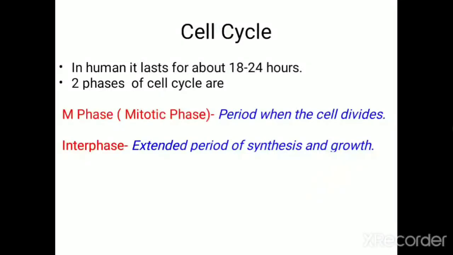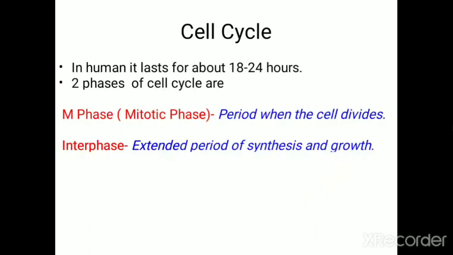So the average duration of the cell cycle is around 18 to 24 hours. There are two phases of the cell cycle. One is the M phase, or the mitotic phase. The M phase is where the actual cell division takes place, and the remaining phase is together known as the interphase. During interphase the cell prepares itself for cell division.